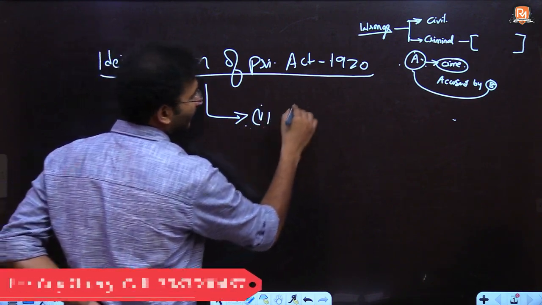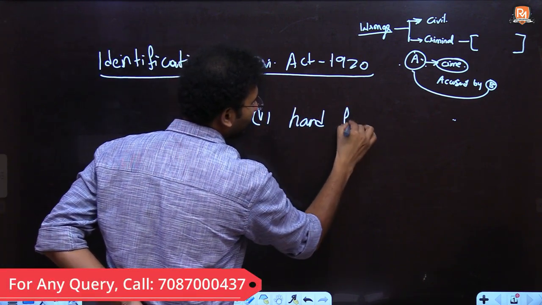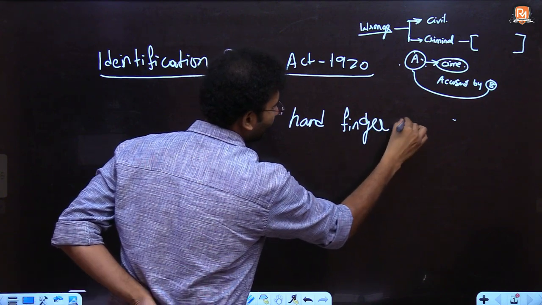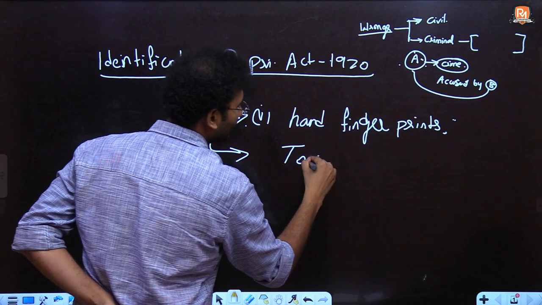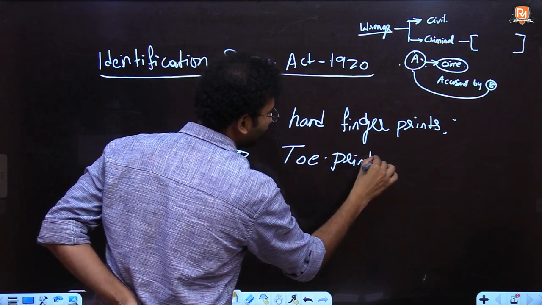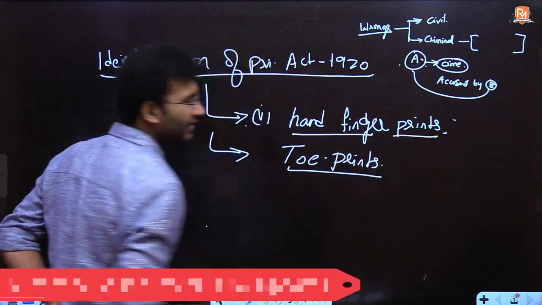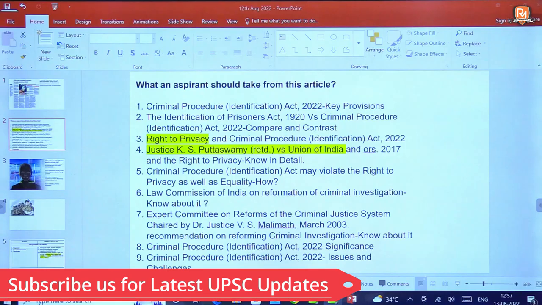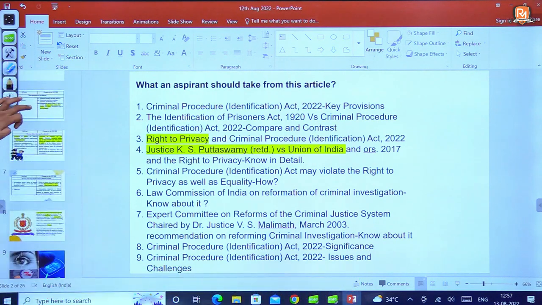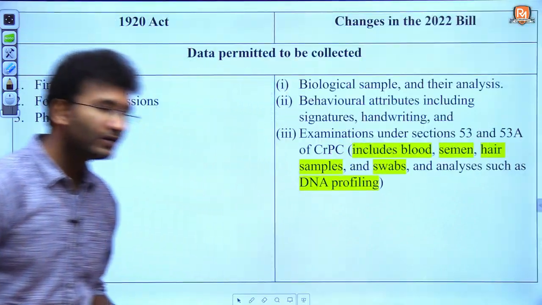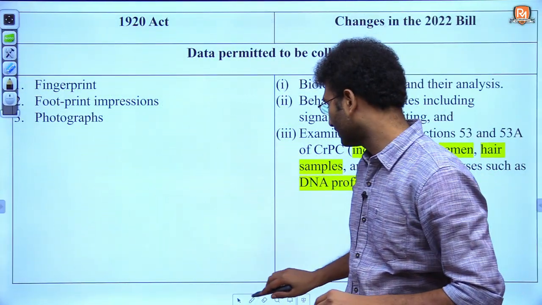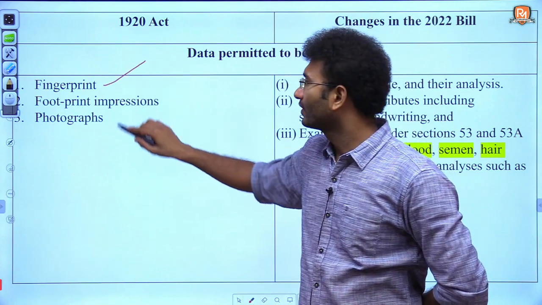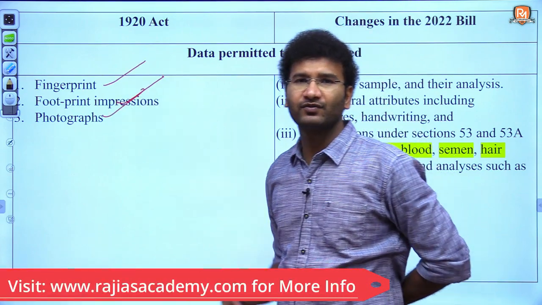your hand fingerprints. You can collect fingerprints of an individual. You can also collect toe prints, right? These are some of the basic elements that have been covered under the act. Let me show you here. Back in the 1920 act, this act says that you can collect either fingerprints of an individual or footprints or else photographs of an individual.